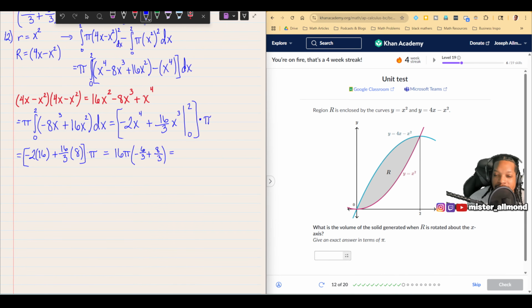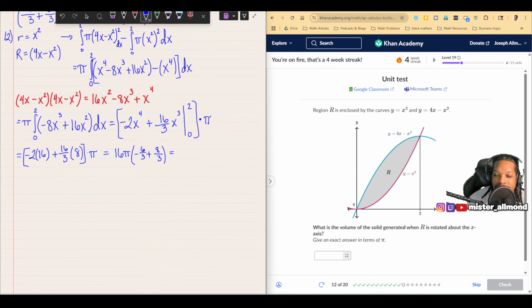All right, we're on number 13. The shaded region is bounded by the graph of the function f of x equals 2 over x, and then the lines x equals 1 and x equals e squared, and the x-axis. What is the exact area? We know how to do this. This is easy. Number 13.